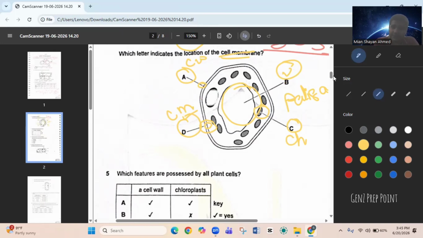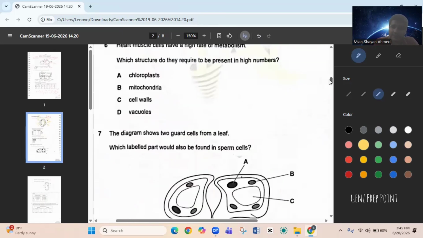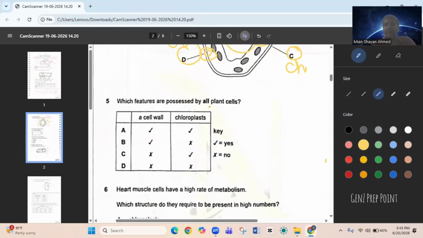If we move on further, this fifth question: which structure is possessed by all plant cells? As we know, chloroplast isn't present in all plant cells. Root cells, root hair cells, don't have contact with sunlight, so they don't have chloroplast. Stems are brown, they don't have chloroplast because they are not green. Newborn plants are green because they photosynthesize.